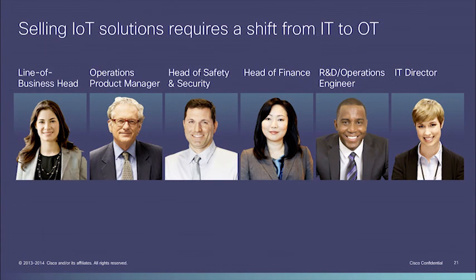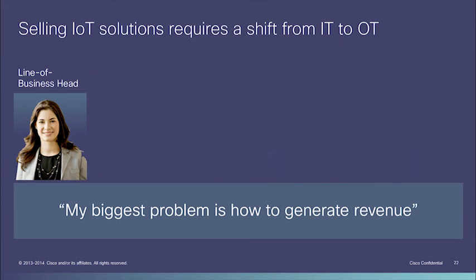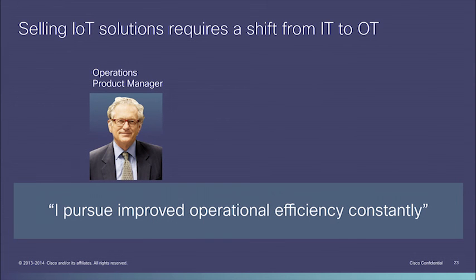Once you've identified a solution for your customer, it's time to identify potential buyers and address their specific challenges. Recall from earlier modules that selling IoT solutions requires a shift from IT to OT. When you're preparing for your sales call, keep in mind what each of these people care about. The line of business head is concerned with generating revenue for the business. The operations product manager wants to maximize operational efficiency by improving production processes.